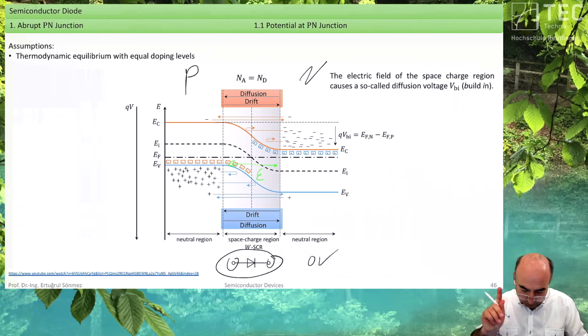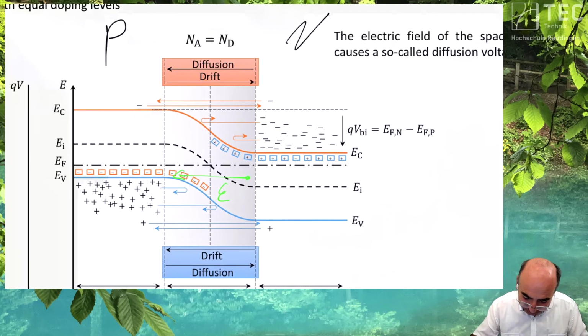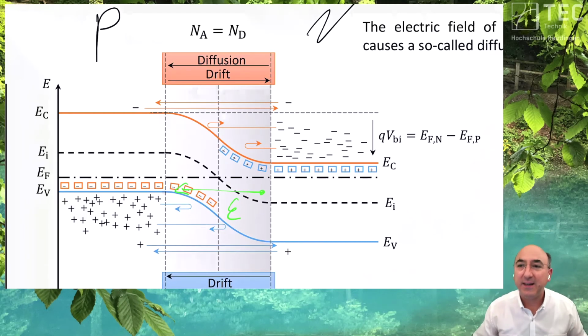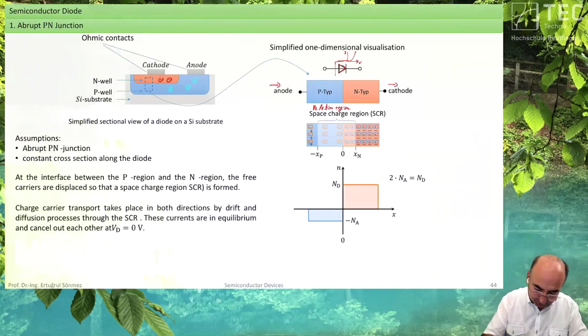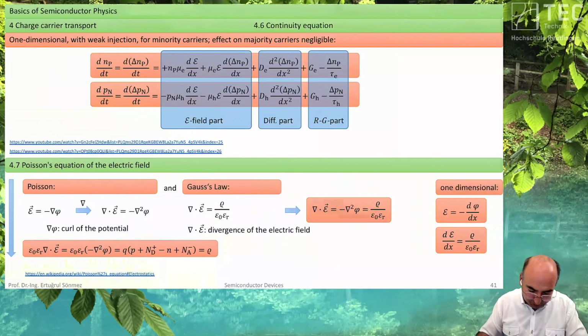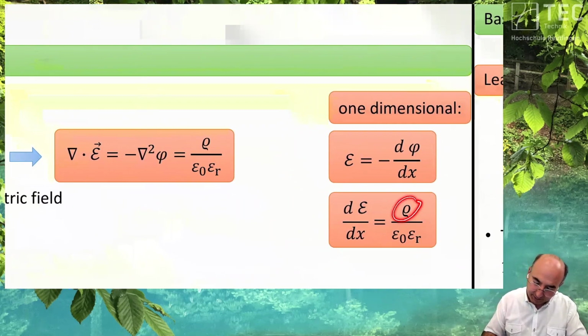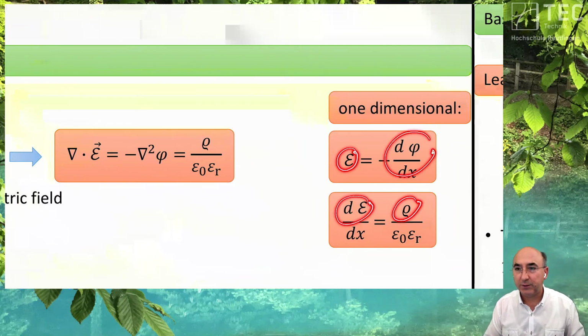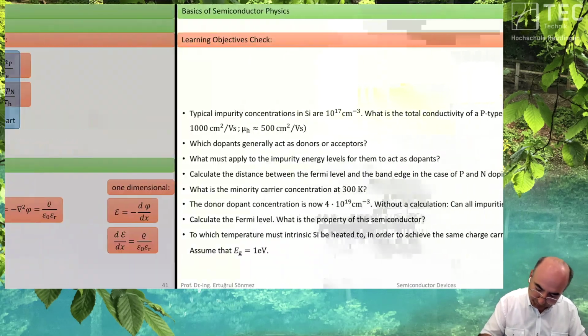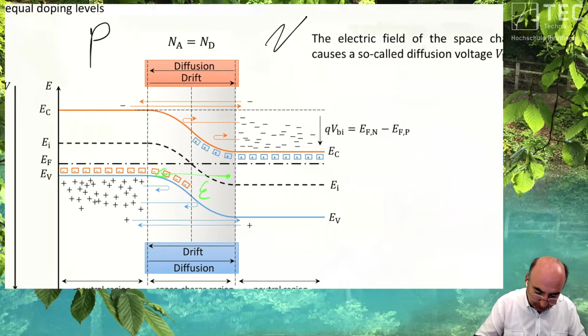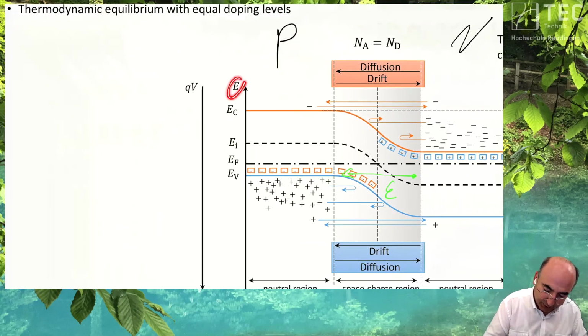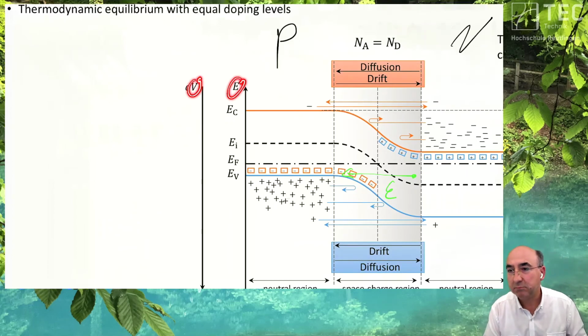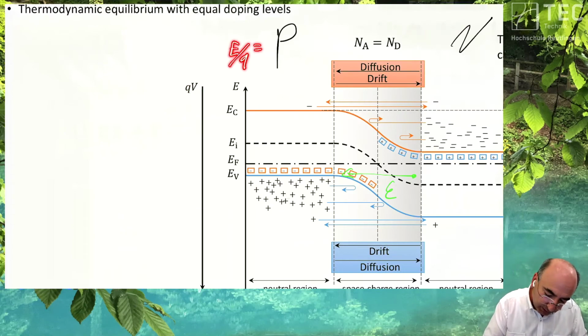Okay, so one more thing. A diode has a built-in voltage. What we have said, Poisson equation and Gauss law said, if we have charges in the space, we have a divergence in the electric field, and the divergence in the electric field causes the quadratic change in the potential. Okay, this we know. And this results in this voltage. Okay, we have the energy, but take into account the voltage. Just divide this value by Q, then you have the voltage.